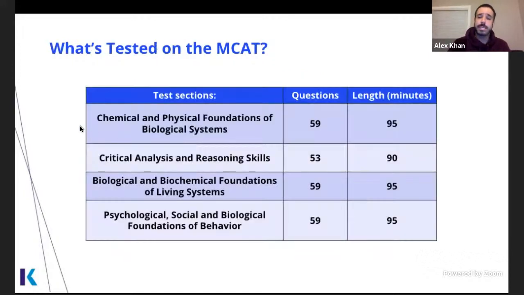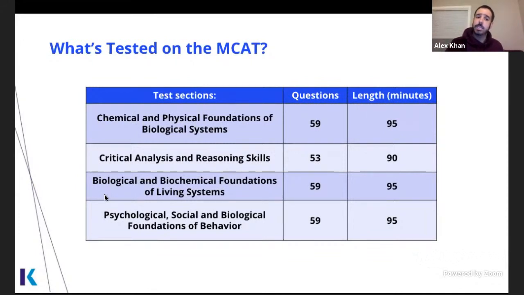Cool, so what is tested on the MCAT? Well, we have 4 sections, right, of equal weight. One's chemical and physical foundations, basically general chemistry and physics, right? That's how we lead off the MCAT. We then go into critical analysis and reasoning skills. That's really just a fancy way of talking about reading comprehension, right? We got some biochemistry in this section, as well as the first one. We do see organic chemistry creep in.